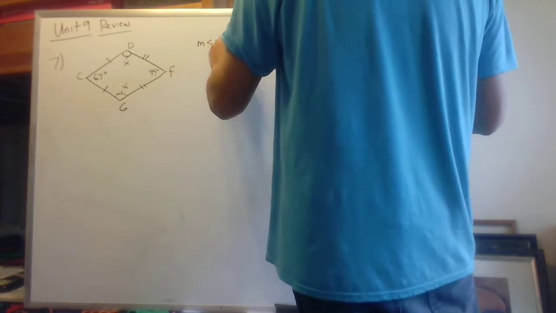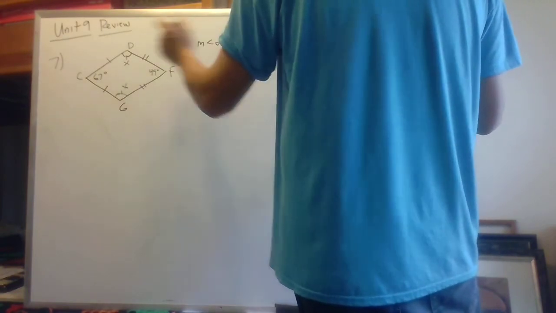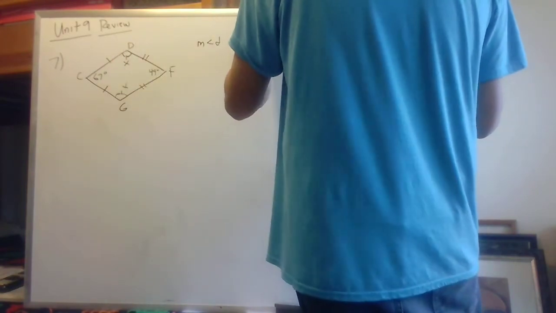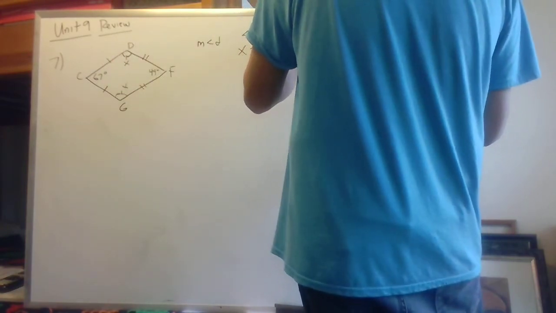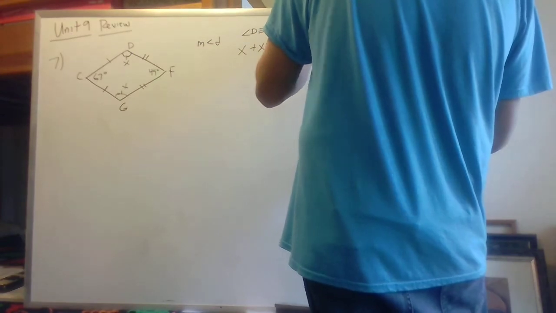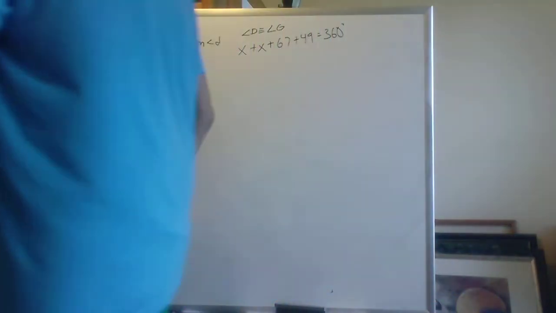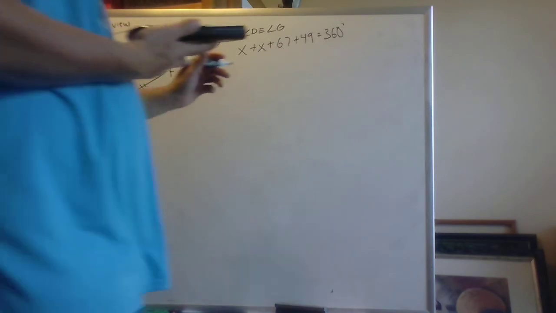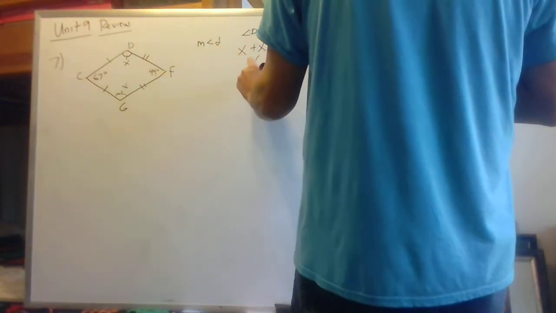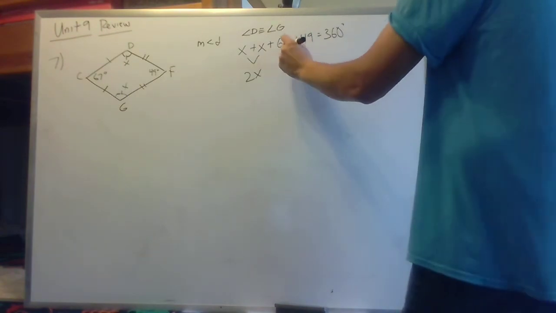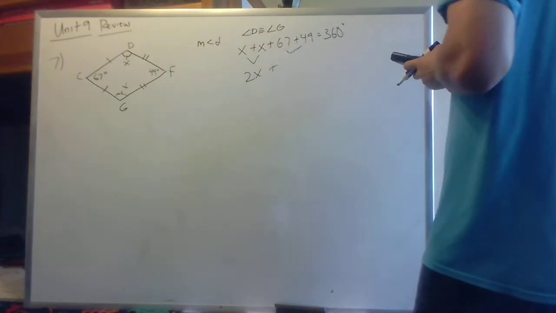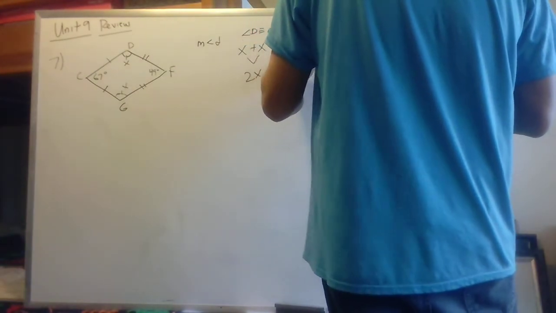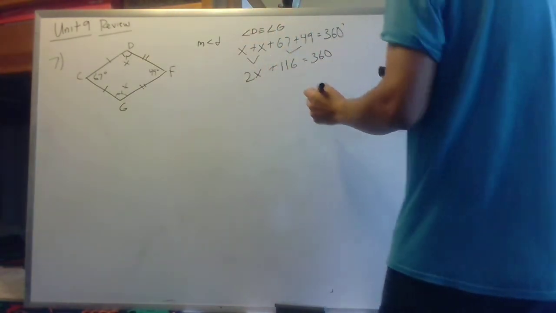And we're going to add up all of the angles. So we're going to go X plus X plus 67 plus 49 equals 360 degrees. That's basically adding up all the angles again in the kite and setting it equal to 360 degrees. We're going to combine like terms. 67 plus 49 is 116. And then we have it equal to 360.